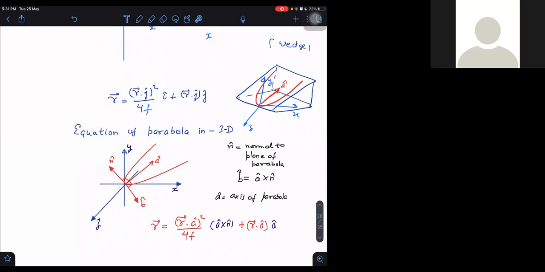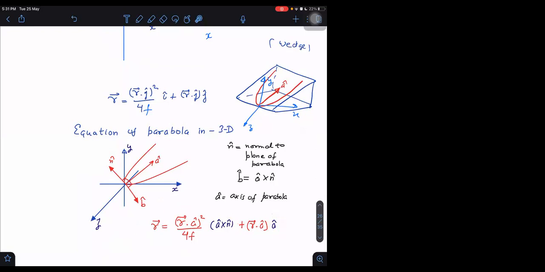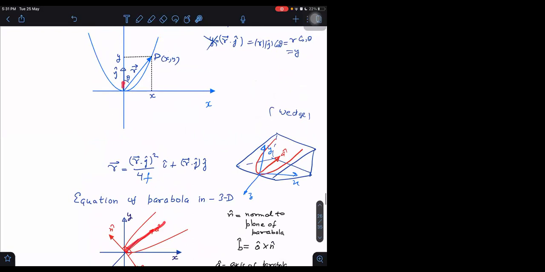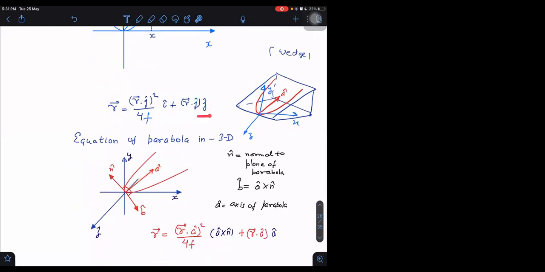Then I can write r dot a squared divided by 4f multiplied by a cross n cap plus r dot a into a cap. What is a cap representing here? A cap is equivalent to what j cap was last time. So whatever role j cap was playing last time, this time a cap is playing. A cap is representing the axis of the parabola. So I have just replaced j cap by a cap.